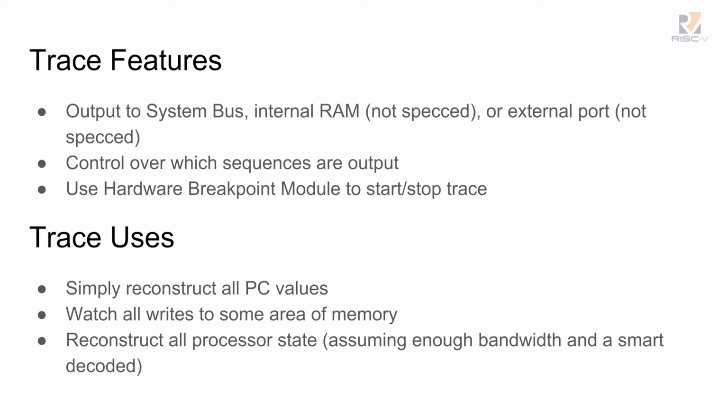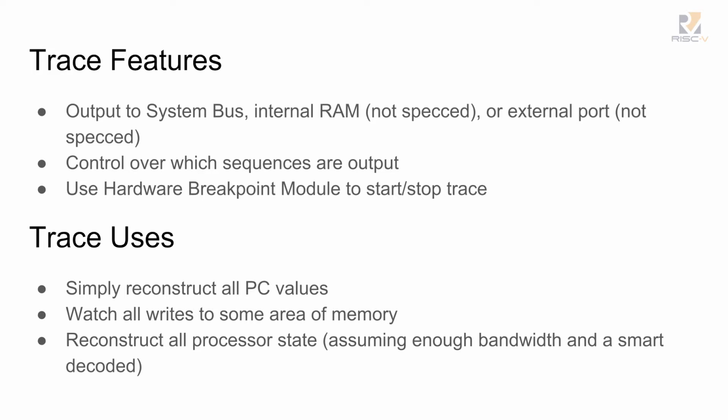The specific uses that I've kept in mind are basically reconstructing all PC values without having much knowledge about the system. So if you just output PC packets, you can output a PC packet anytime there's a jump or an interrupt, and you just output the old PC and a new PC, and with that information, the trace decoder can just figure out, oh, all these blocks of instructions were completely executed.